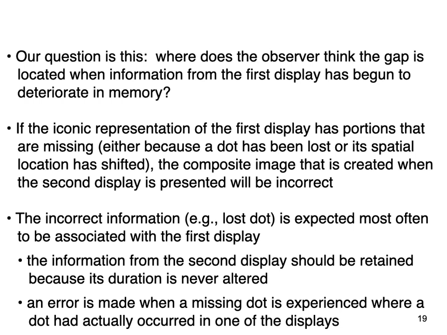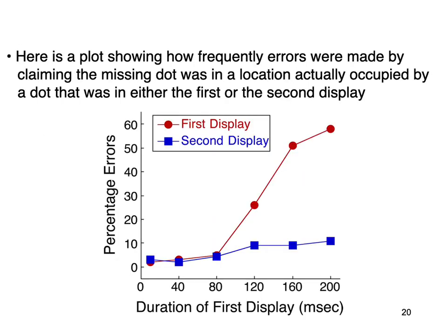And this incorrect information, i.e. the lost dot, is expected most often to be associated with the first display if increasing the duration of the first display actually causes, counterintuitively, a loss of specific information about the location of different dots. So the information from the second display should be retained because you don't change its duration. And so the error that is made should be when a missing dot is experienced in the first display because of missing information in the first display. And is that what happens? It is exactly what happens.